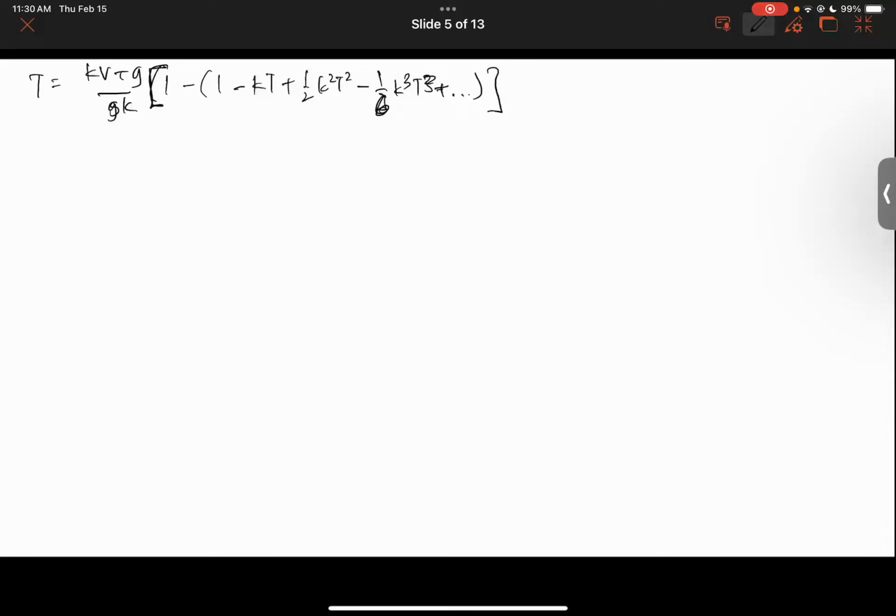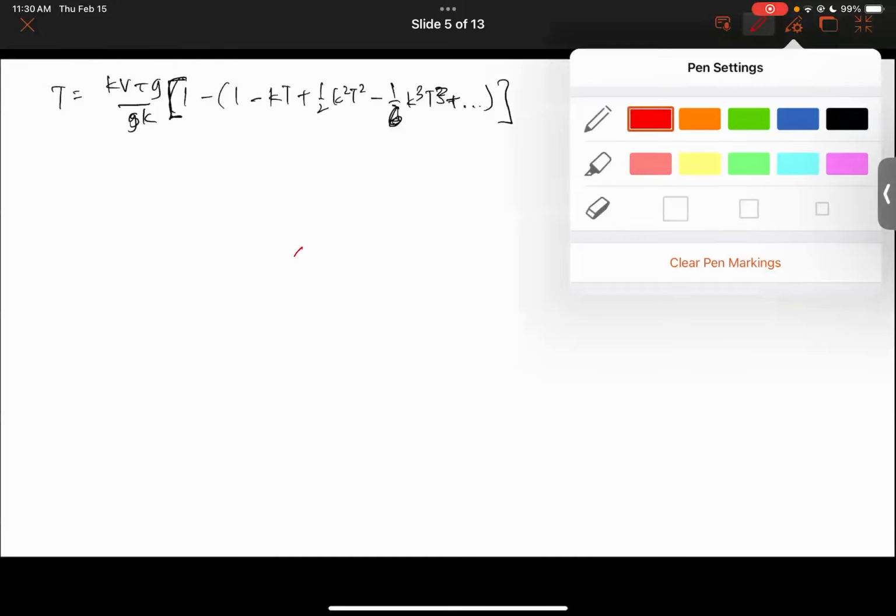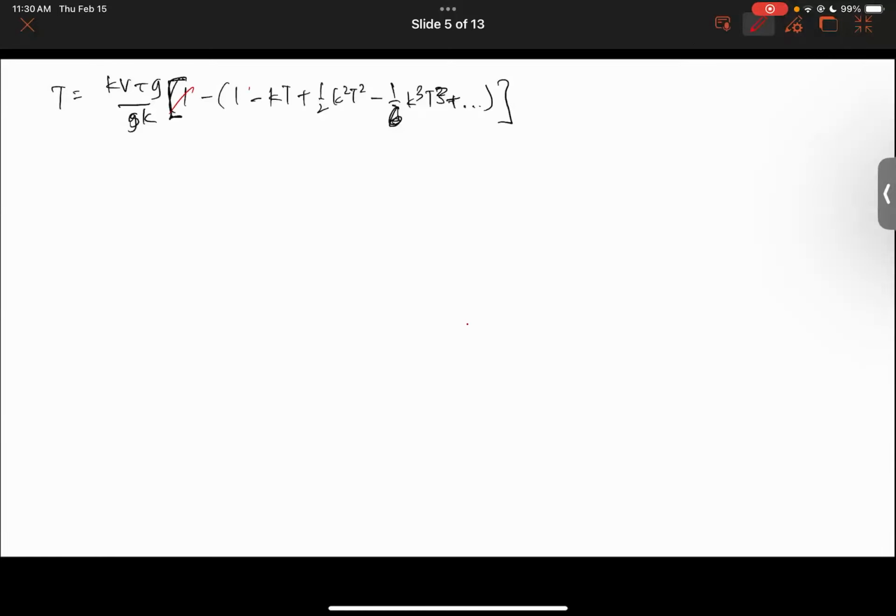Okay. Itong 1 na ito, tsaka yung 1 na galing dun sa exponential will cancel each other out. Okay. Yan, magka-cancel. At ang matitira ay yung kt. So, t is equal to kv plus g over gk, kt minus 1/2 k squared t squared plus 1/6 k cube t cube minus and so on and so forth. Okay.